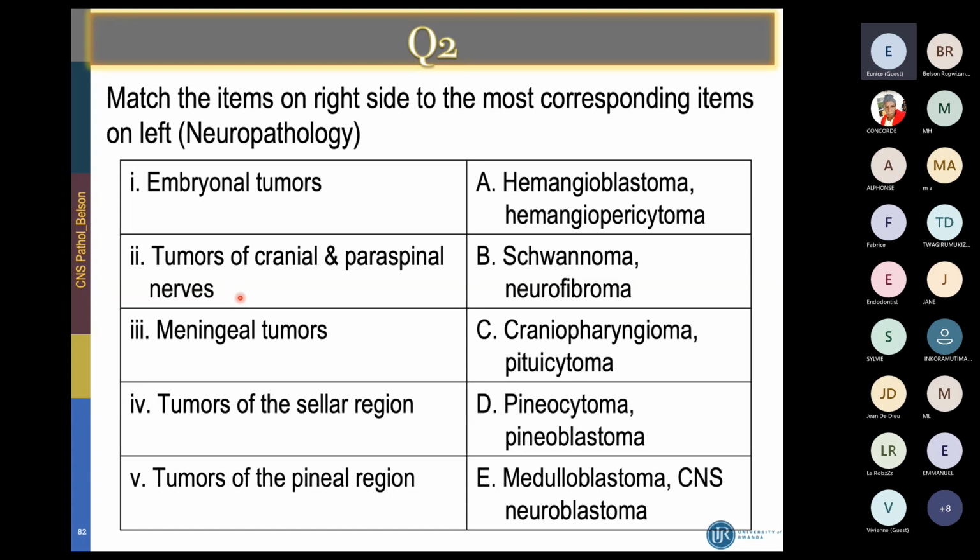So tumors of the sellar region. C. Yeah, we saw craniopharyngioma and the pituitary tumor, which we didn't see in detail but it is there also. It is a tumor arising from the pituitary gland. So it is not a pituitary adenoma, they are different. So tumors of the pineal region: pineocytoma and pineoblastoma. Okay, so I think this question was very easy.